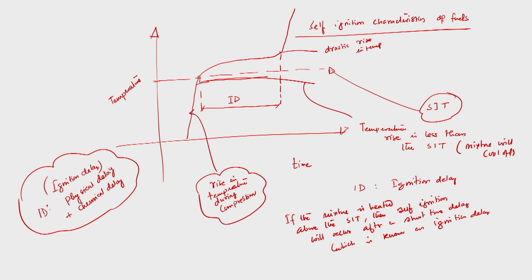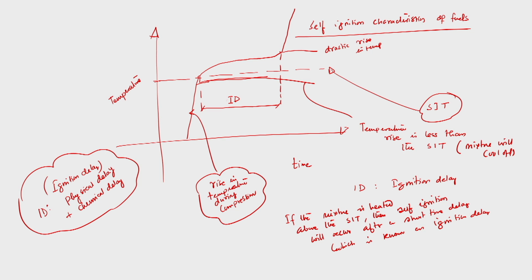So the time required from initiation of the combustion to completion of the combustion is essentially the ignition delay. I have written the definition: if the mixture is heated above the SIT, then self ignition will occur after a short time delay, which is the ignition delay. Physically, this signifies the time from the initiation of combustion to its completion, and it depends upon several factors. That is why the ignition delay can be decomposed into two parts: physical delay and chemical delay.